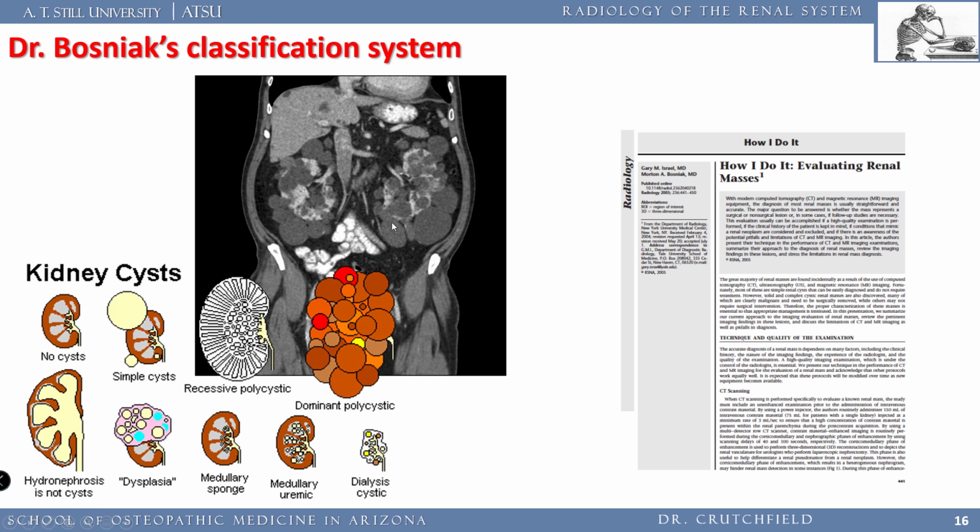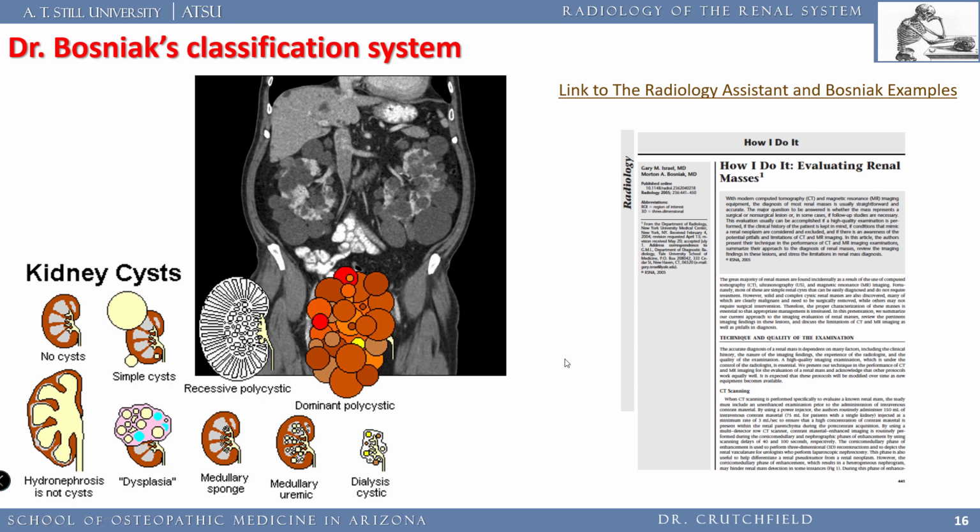So the Bosniak system is very helpful for looking at cysts and giving us a classification to tell us there's no cyst, there's a simple cyst, or there's polycystic disease, which is autosomal dominant. Hydronephrosis, and again, that is not a cyst. Hydronephrosis means the ureter and the collecting system are greatly enlarged, usually because there's a blockage distally, et cetera. So this is helpful for us to learn a little bit about this classification system.